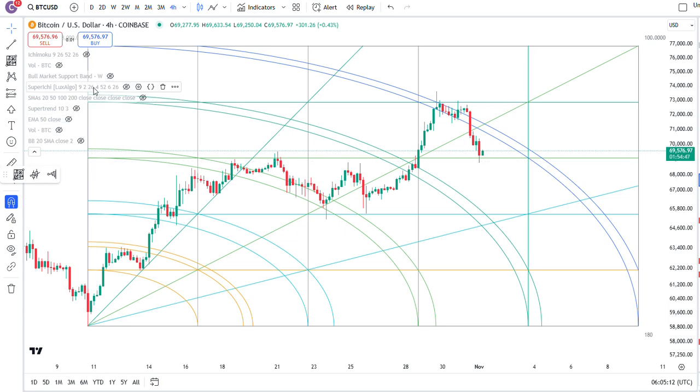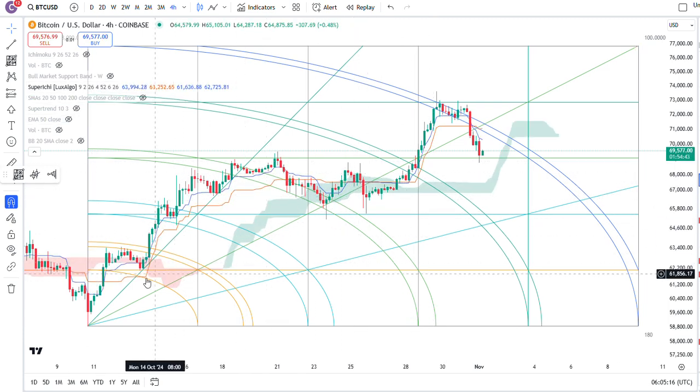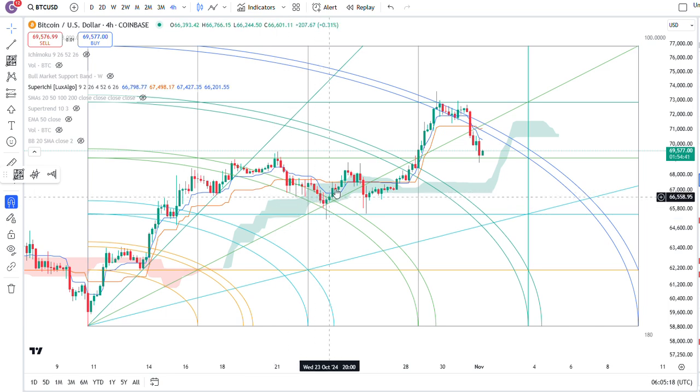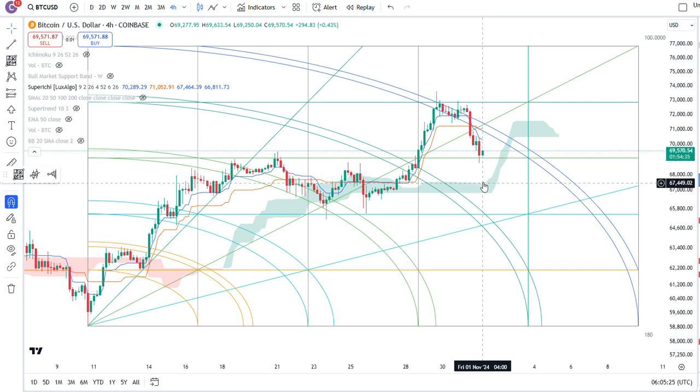If you're trying to add some additional confluence in terms of what things are doing, you can open up the Subscription Cloud. You can see that the Subscription Cloud has also been very much respected, right? If it wasn't going to be able to hold here, I said that it was probably going to go down here to like 67,500. But it ended up holding.